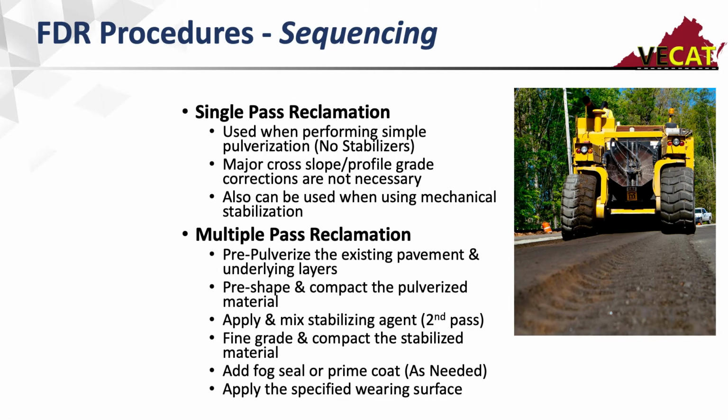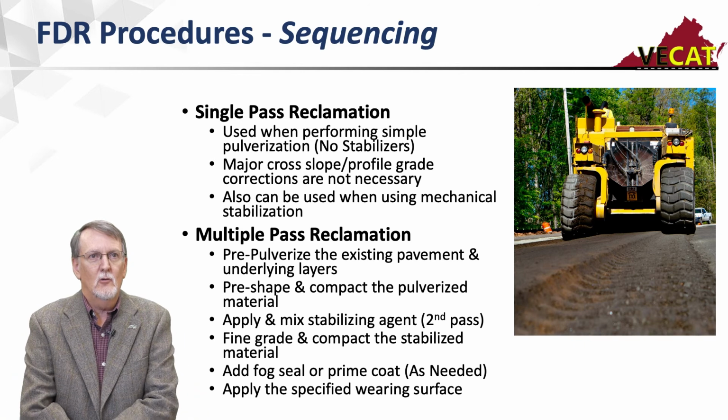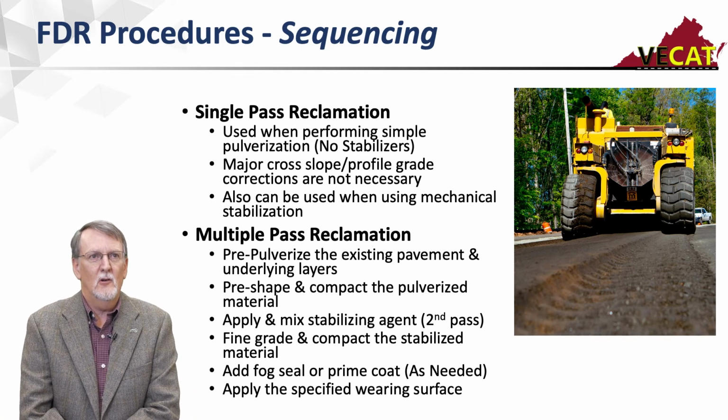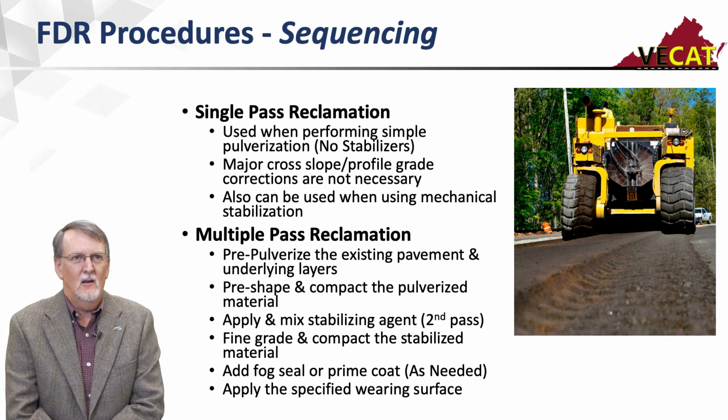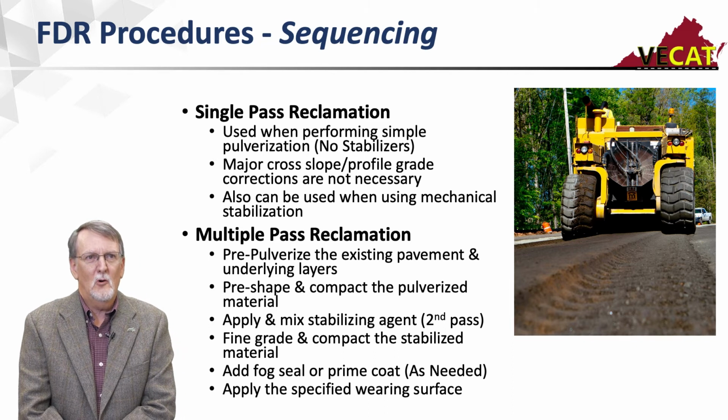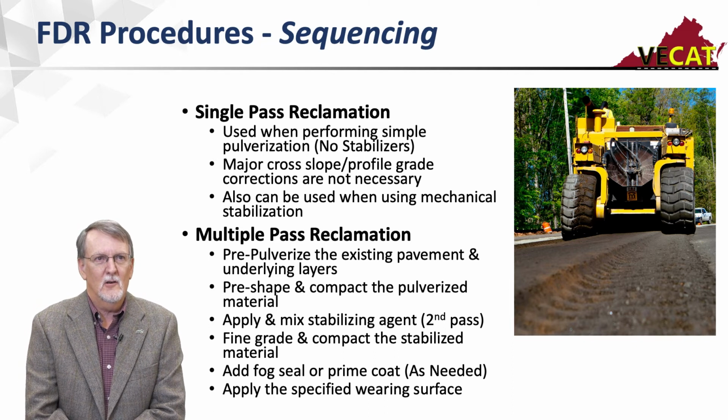All right, as far as the sequencing, we can do this in a single pass or we can do it with multiple passes. So the single pass is used when I'm doing simple pulverization with no stabilizers, if I have no major cross slope or profile grade corrections that are necessary.